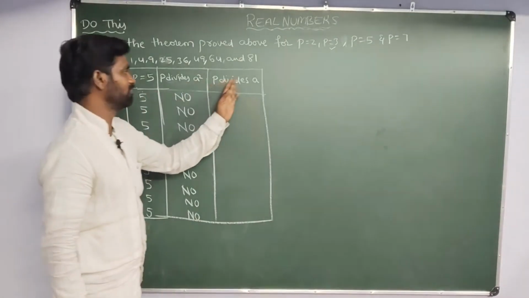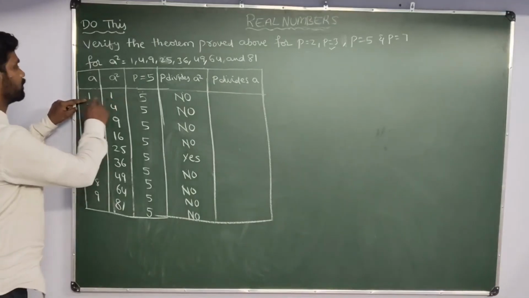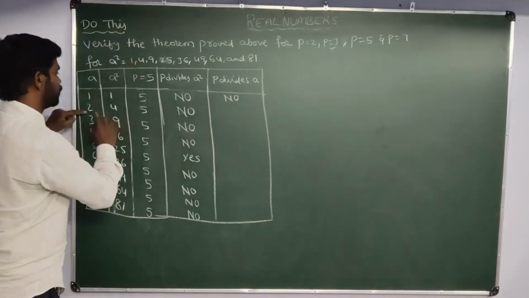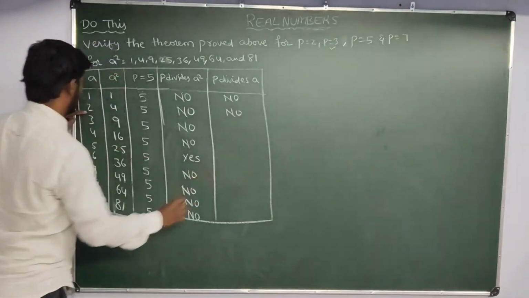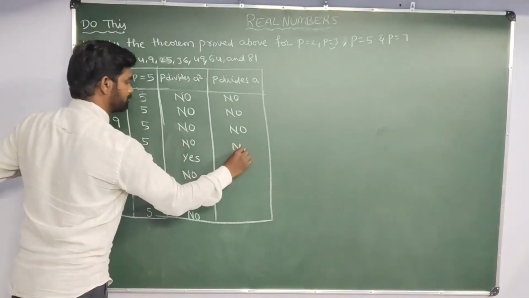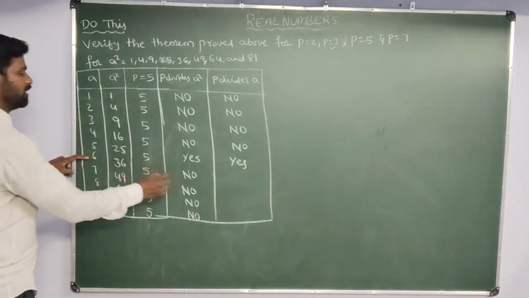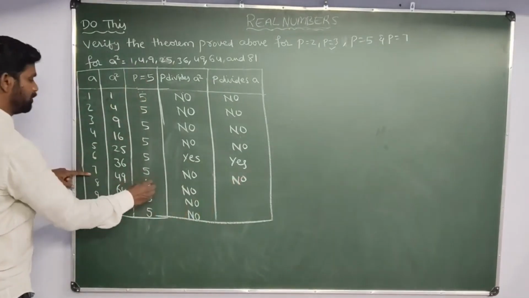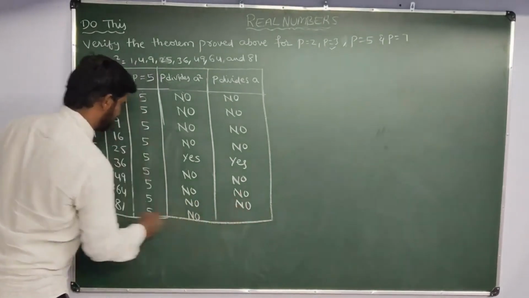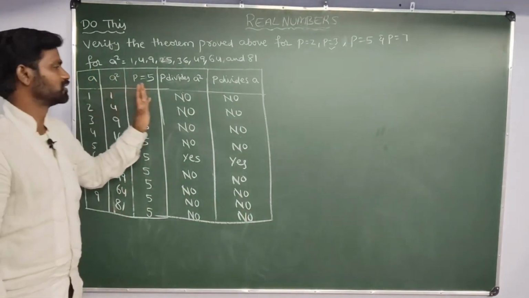Now we have to check whether P divides A or not. So what is the value of A? 1. And the P value is 5. Is 1 divided by 5? No. 2 divided by 5? No. 3 divided by 5? No. 4 divided by 5? No. 5 divided by 5? Yes, 5 divides 5. 6 divided by 5? No. 7 divided by 5? No. 8 divided by 5? No. And 9 divided by 5? No. So this is a verification table for P is equal to 5.